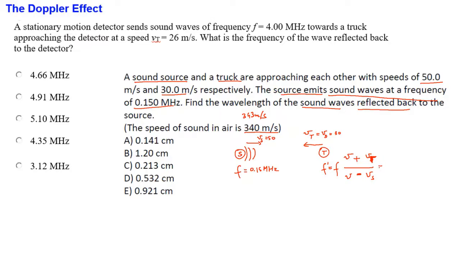Okay. So I know everything here. I know F, 0.15 megahertz, 340. Be careful, okay? I gave it to you here. Plus V track. What is V track? 50. No, V track is 30, sorry. Be careful, okay? And here V, which is 340, minus Vs. V source is 50 now. This is 30, and this is 50. You calculate it, how much do you get?